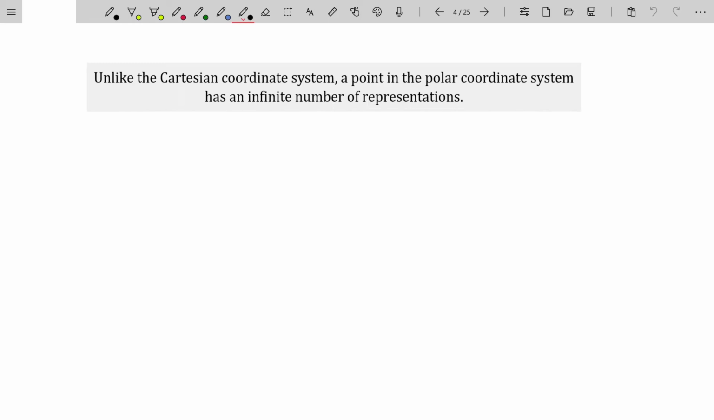If somebody hands me the point (1, 1) in Cartesians, I know there's a point in the polar coordinate system for that, but there's actually an infinite number of points. The other way around, though, a point in the polar coordinate system only goes to 1 point in the Cartesian coordinate system, because points in the Cartesian coordinate system only have one representation, right? (1, 1). That's just it.